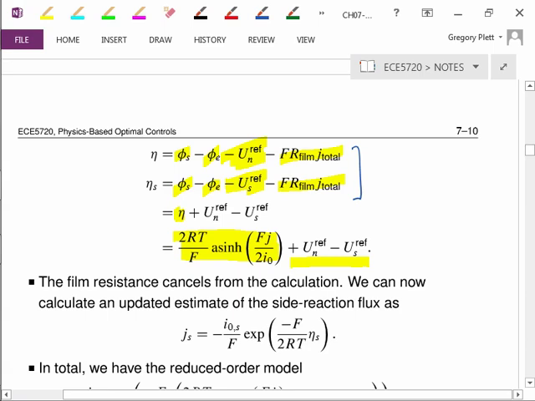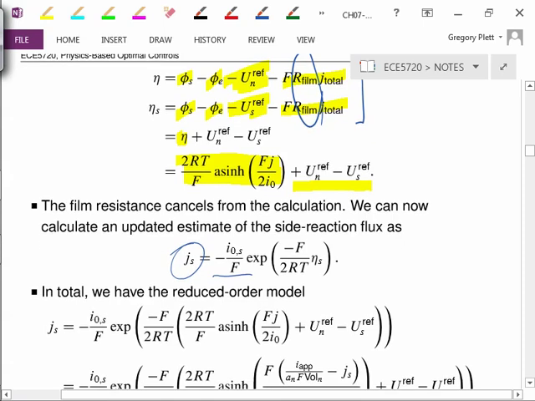One important thing is that the film resistance, which is something I'm hoping to solve for, cancels out of this calculation, which really simplifies things a lot, and then I can add it back in later on. All right, we're almost there. I need to calculate the side reaction flux. So Js is side reaction flux. It's minus this I0s, the side reaction exchange current density, which, by the way, is usually a constant that we solve for by looking at experiments. So that's just a number, times e to the minus F over 2RT times eta s. Well, eta s I know, and I can put that in there.